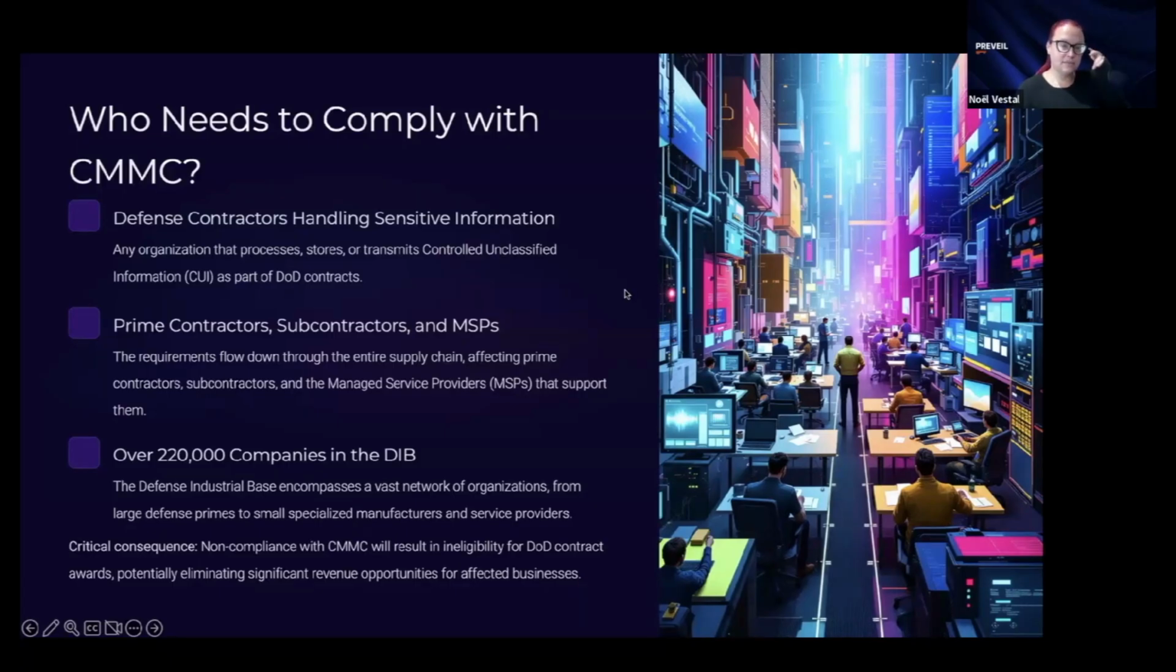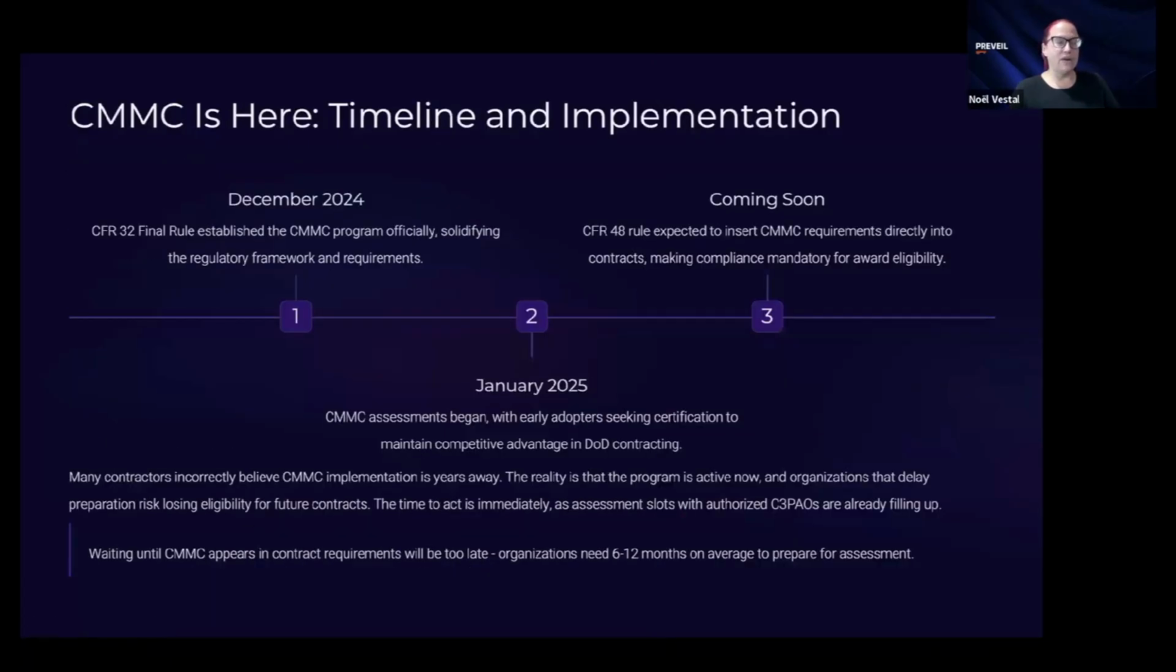Next slide, please. So here's a really quick, very basic, straightforward timeline. Implementation for the CFR 32 final rule took effect on December 16th, 2024. And then January of 2025, as you see below, is when CMMC assessments began.